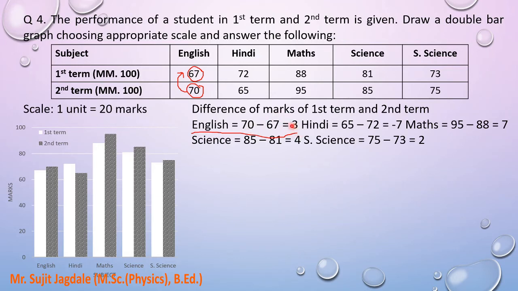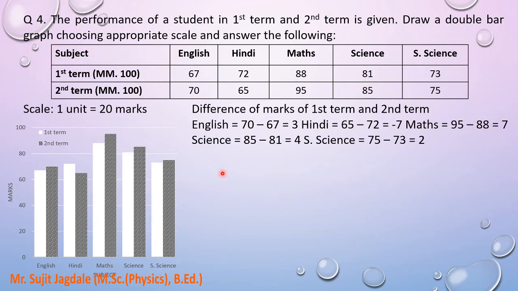In the same way for Hindi, first term has 72 marks, second term has 65. So again second minus first, that means 65 minus 72, the answer is minus 7. So the minus sign in the answer indicates that marks are lowered or decreased. Okay, then next one is maths. 95 minus 88, that means second minus first, 7. Then 85 minus 81, 4 for science. Then social science, 75 minus 73, 2.